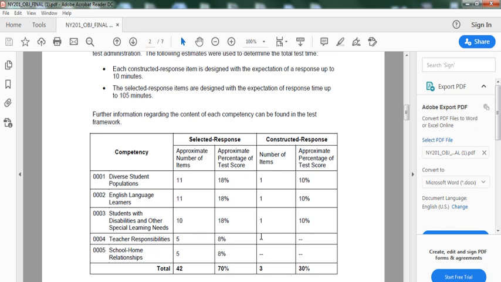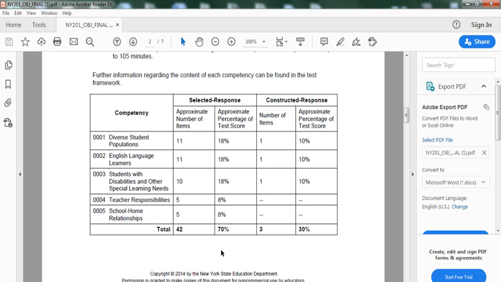And obviously, the constructive response is 10, 10, 10. You're only going to have 3 essays, basically, which is 30%. As you can see, this is the bulk of it. Keep this in mind. Make sure you do good on the multiple choice exam, which is going to be your decision making on passing the test.